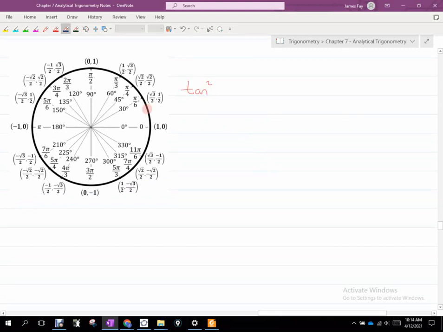And this is in the notes. I just don't want to scroll over there. It was tangent squared theta minus 3 equals 0. Tangent squared theta minus 3 equals 0.